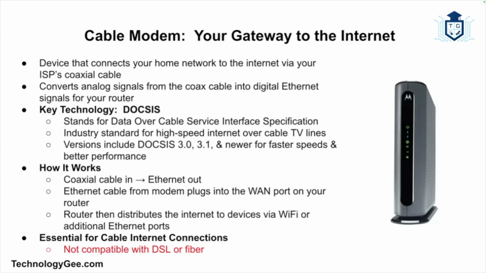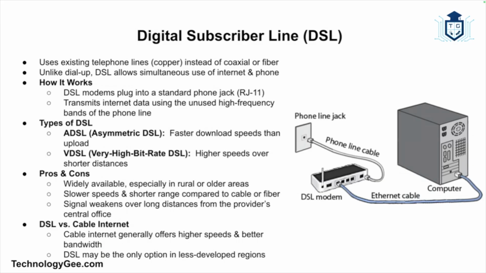They usually connect to the router's WAN, or wide area network, port, and they are needed for cable internet, not DSL or fiber connections. And speaking of DSL, which stands for Digital Subscriber Line, this is another way to get internet into your home, but instead of coaxial cables, it uses your old telephone lines. And DSL modems, they connect to the phone jack and they use unused frequencies to transmit data. Now, unlike dial-up, DSL lets you use the internet and phone at the same time. And there are a few DSL types out there, including what is called ADSL, or asymmetric DSL, and VDSL, which stands for very high bitrate DSL, with each of them having different speed capabilities.